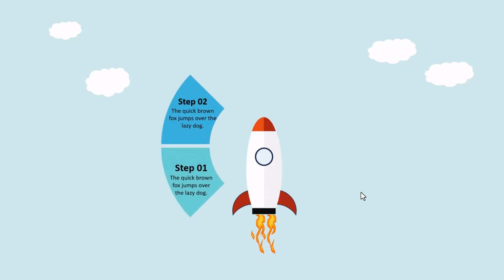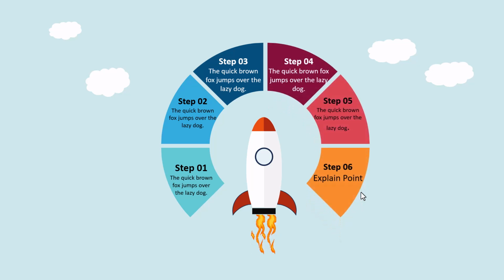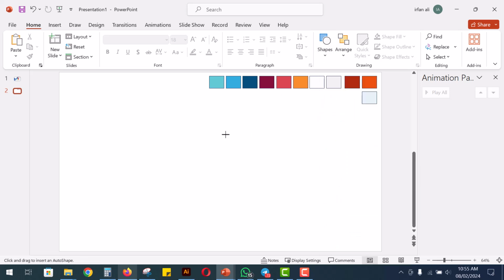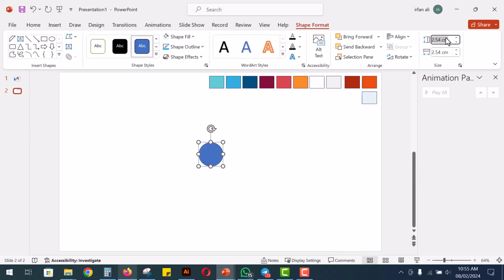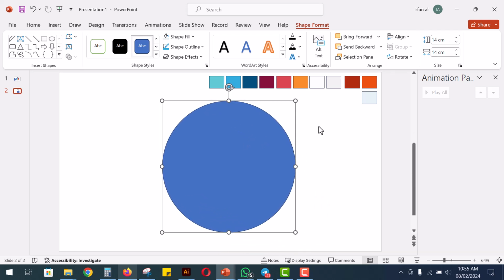In this video I will teach you how you can make this beautiful rocket animated diagram in PowerPoint. So let's start. First of all, go to the shapes and select circle, then draw the circle. Its height and width are 14 centimeters.